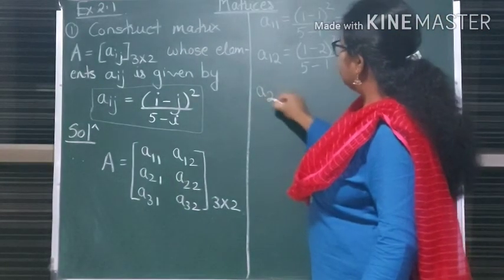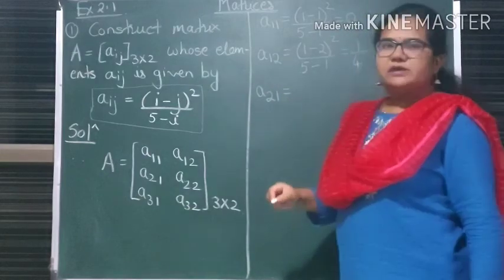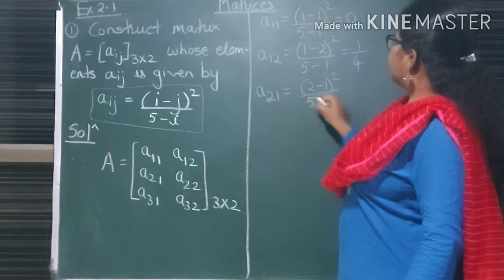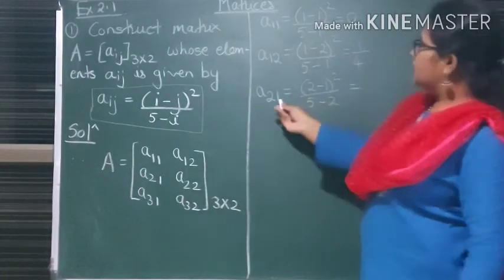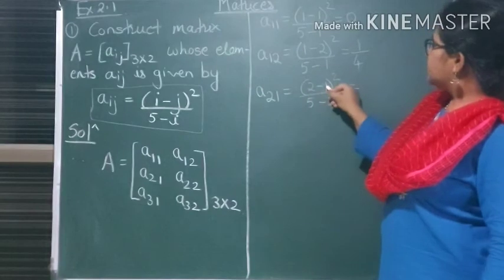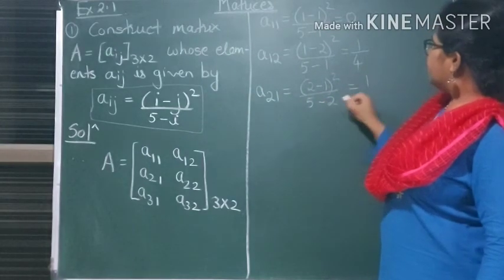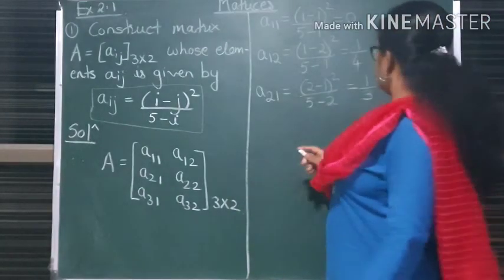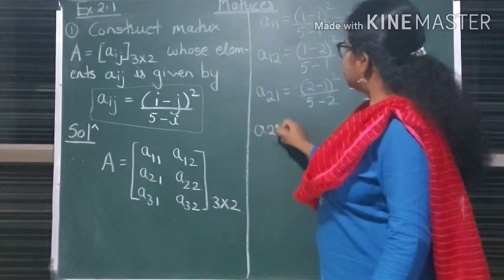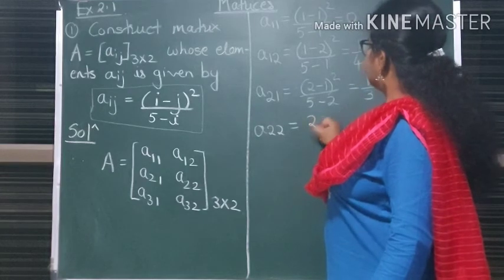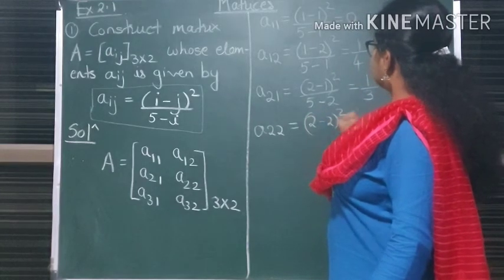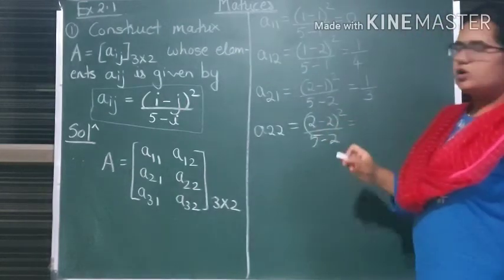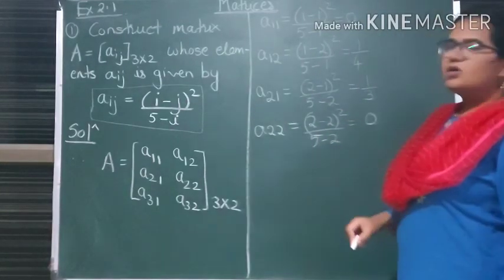Then next you have to find a21. So, what will be a21? It is (2 - 1)^2 upon 5 - 2, where i is 2 and j is 1. So, 2 minus 1 is 1, 1 squared is 1, and 5 minus 2 is 3. So, this a21 element is 1 upon 3. Next is a22, which is (2 - 2)^2 upon 5 - 2. Again 2 minus 2 is 0, so you get this element also as 0.